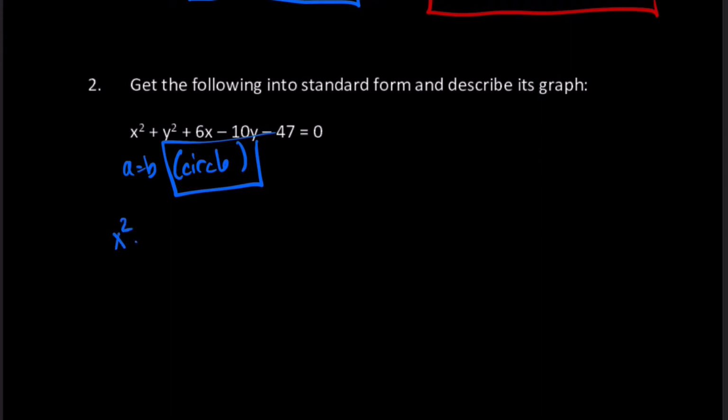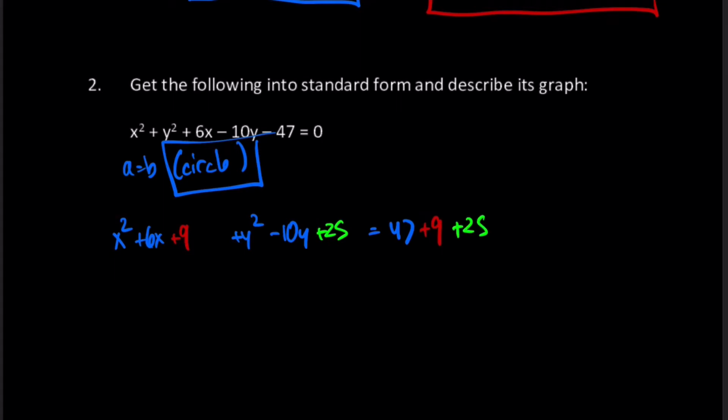So I have x squared plus 6x plus y squared minus 10y. I'm going to add 47 to both sides. So now I complete the square on the x's. Half of 6 is 3. 3 squared is 9. Add that to both sides. Complete the square on the y's. Half of 10 is 5. Square that. Add 25 to both sides.